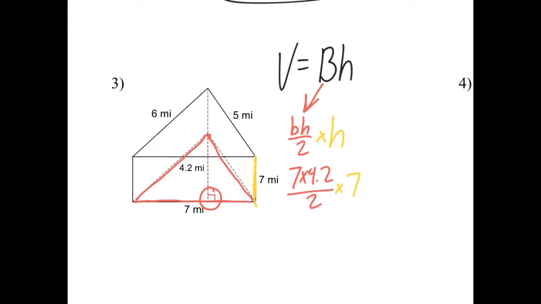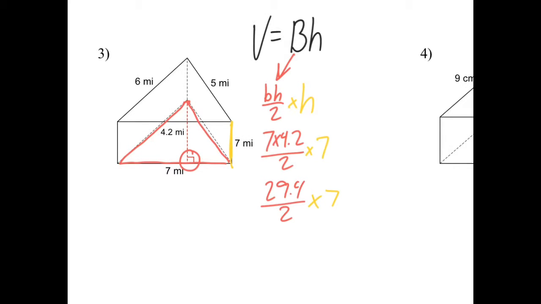So our height is 7. So we are going to do 7 times 4.2. When we multiply those two, we get 29.4. We have to divide that by 2. Again, we're going to do this times 7. 29.4 divided by 2 is going to be 14.7. And again, we have to do that times our 7, our height of 7. So 14.7 times 7 comes out to 102.9, and that will be miles cubed.